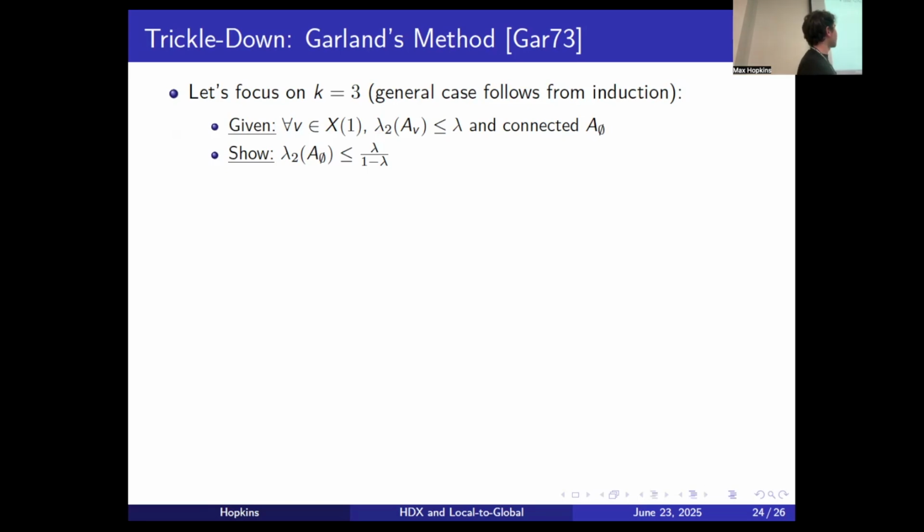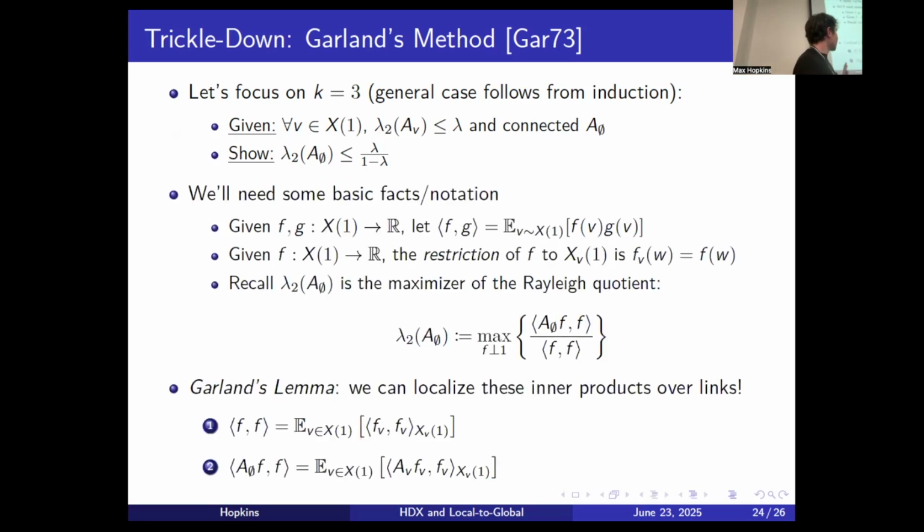I think I'm basically out of time. I was going to show you how this proof works. Instead, I'll maybe just briefly flash the idea, which is called Garland's lemma, and is basically an instantiation of this local to global method that I mentioned before. Roughly speaking, to bound lambda 2, what we're interested in is bounding what people call the Rayleigh quotient, right? This is standard spectral graph theory.